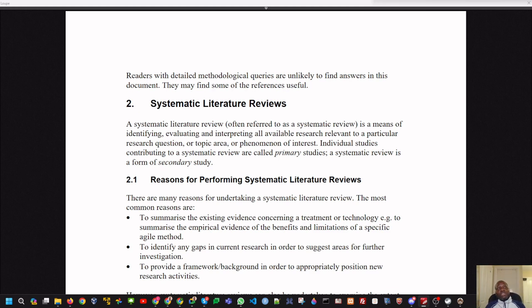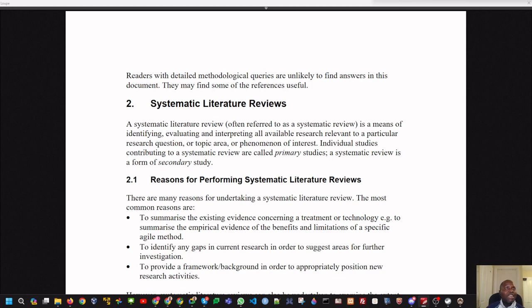There are times when you take secondary studies themselves and also review them, then you come up with what is called a tertiary study. But the systematic literature review itself is a secondary study. Kitchenham also gives good reasons why you should perform one. For instance, to summarize the existing evidence concerning a treatment or a technology, right? So to collect evidence to support particular points and all that.